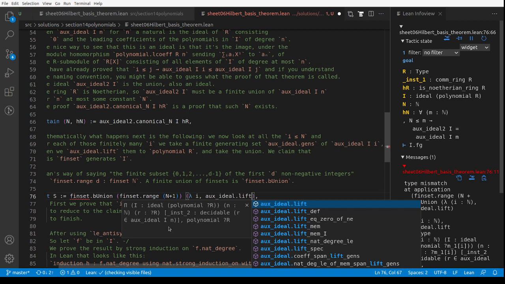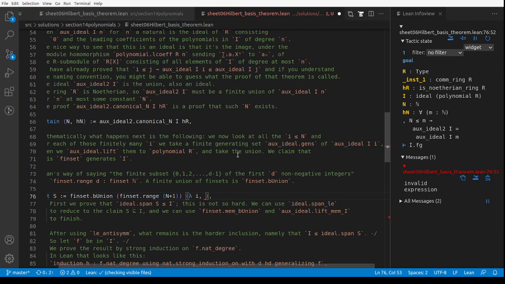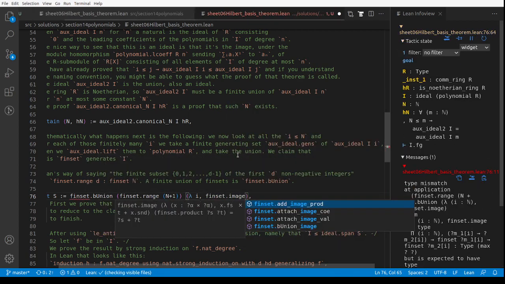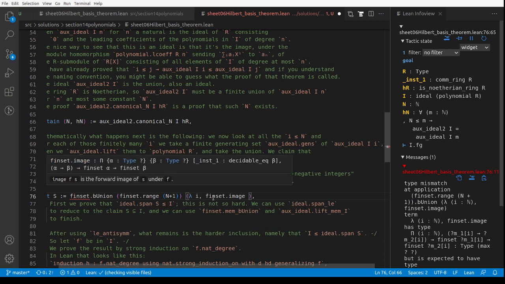That lifts an element of R to an element of polynomial R. So I should give it... what are we going to do? We're going to use map, right? We're going to use image. We need to do finset.image because we need to take the image of. So now we need a map and then we need a finset, and the finset will be the generating set. So I do finset.image of this map.